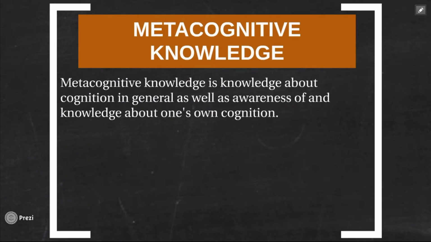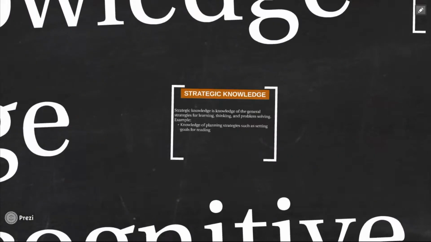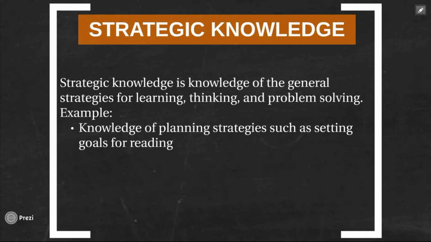Metacognitive knowledge is about cognition in general as well as awareness of and knowledge about one's own cognition. In the types of metacognitive knowledge, there are three kinds of knowledge. The first one is strategic knowledge. Strategic knowledge is knowledge of the general strategies for learning, thinking, and problem solving. For example, knowledge of planning strategies such as setting goals for reading.